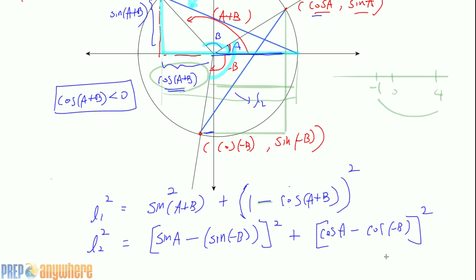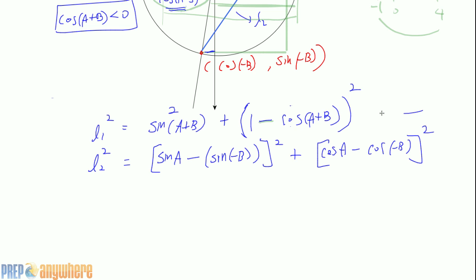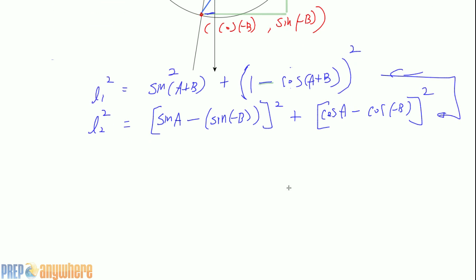So I did all this because I want to make these two equal to each other, right? And look at the expressions I have. Line 1, I have a sum. Line 2, do I have any sums? So I'm going to get a nice equation. Okay, so the left side, if I expand, I get 1 minus 2 cosine of A plus B plus cosine squared of A plus B.